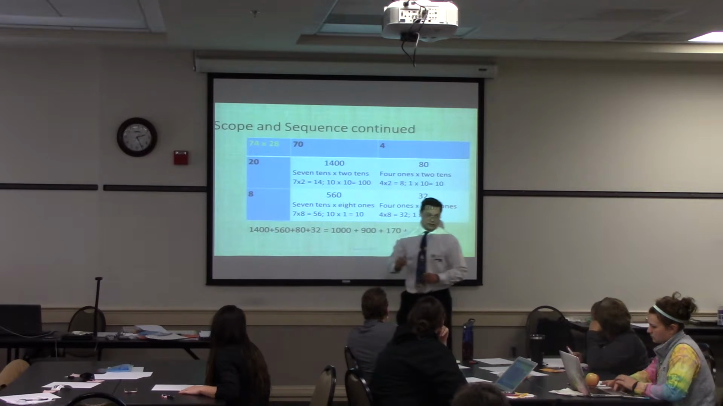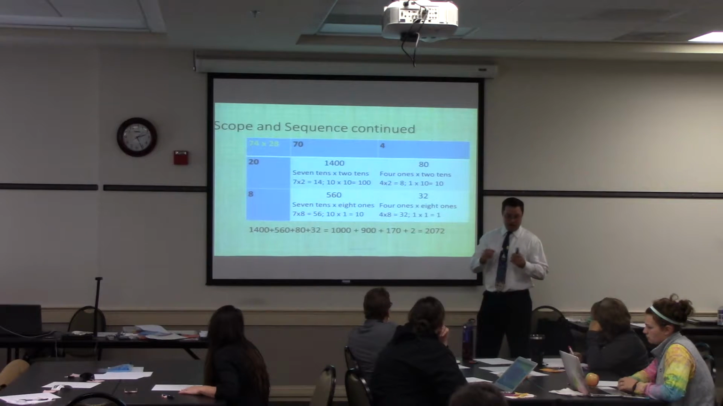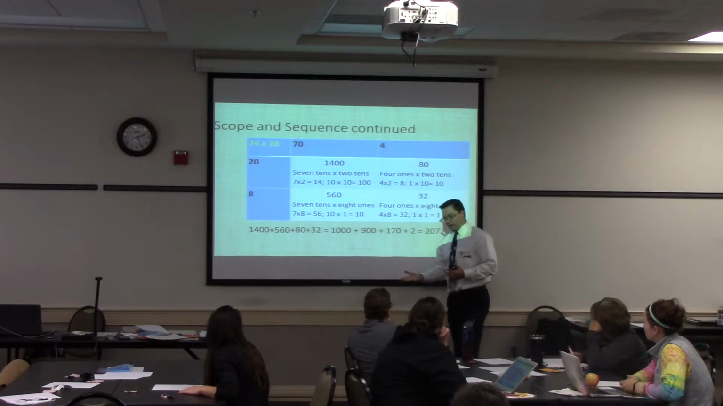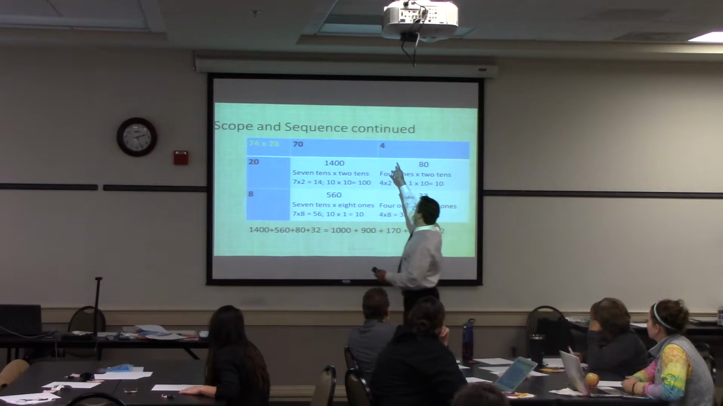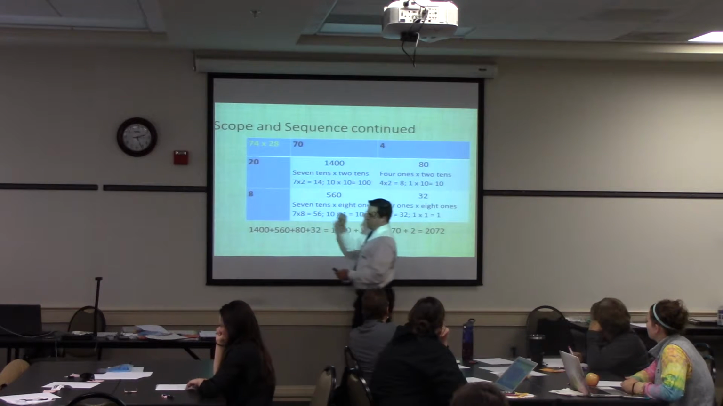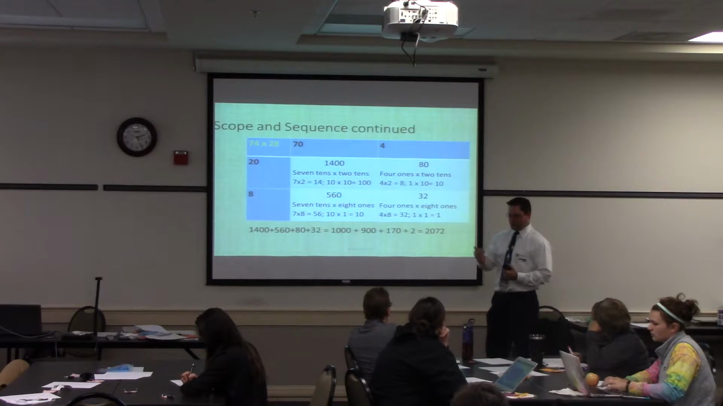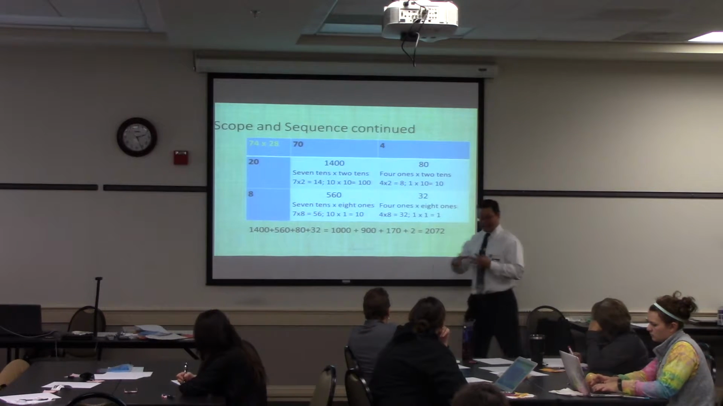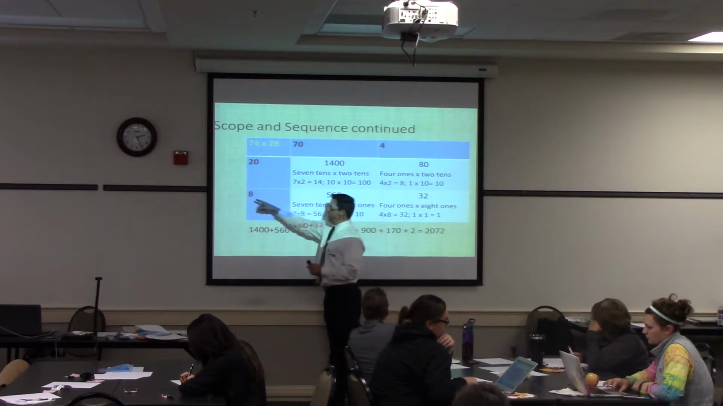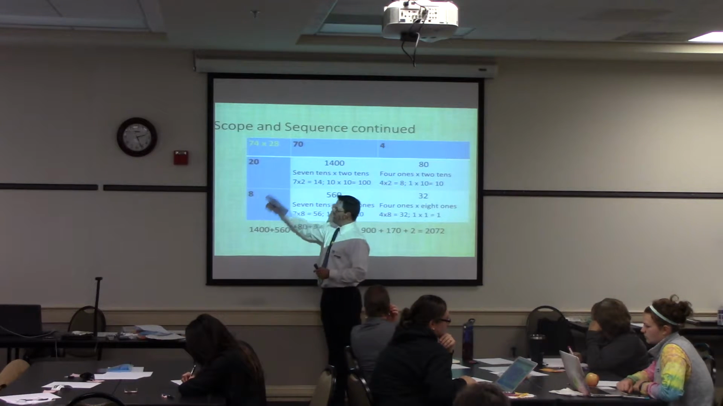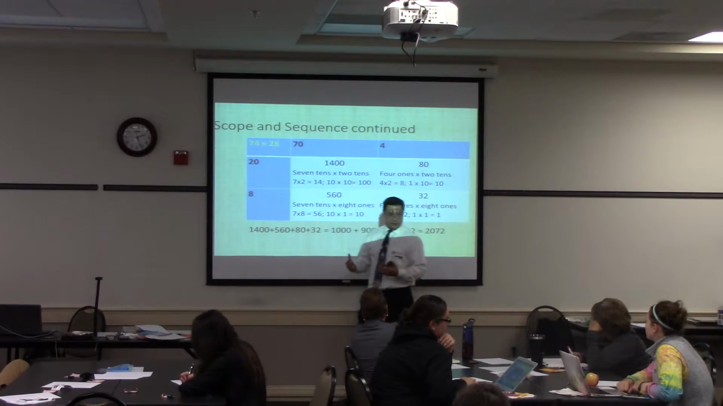7 times 2 is 14. 10 times 10 is 100. The answer? 1400. 4 ones times 2 tens. 4 times 2 is 8. Tens times ones is tens. The answer is 8 tens. That's that language piece now. 7 tens times 8 ones. 7 times 8 is 56. Tens times ones is tens.